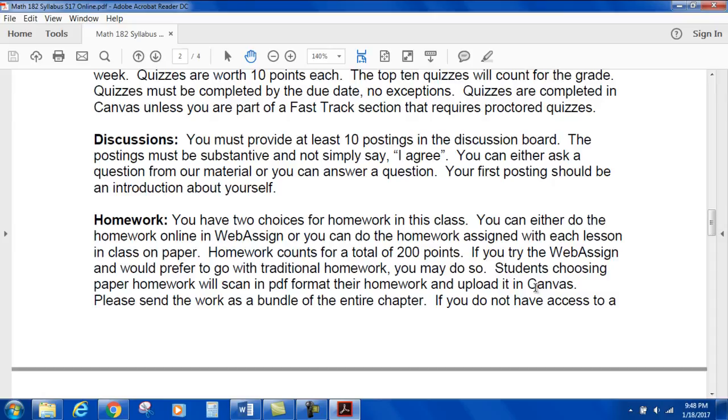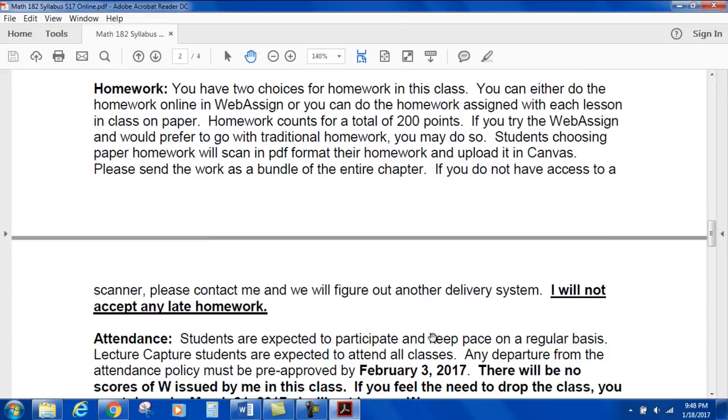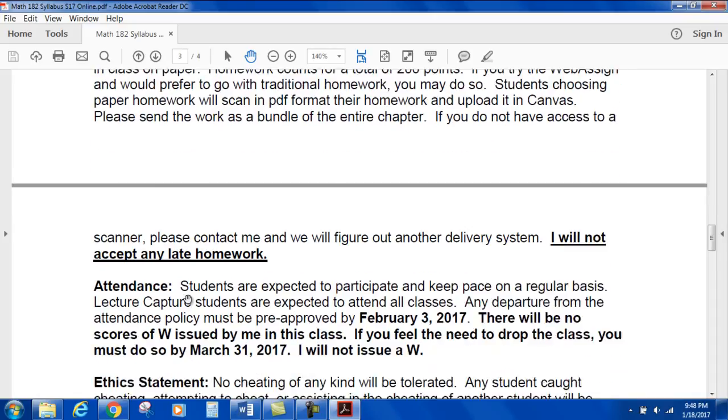Students choosing paper homework will scan and PDF format their homework and upload it in Canvas. Please send the work as a bundle of the entire chapter. If you don't have access to a scanner, you could use your phone. Again, use a tiny scanner or something like that on your phone, and you can make a bundle out of that in PDF format. Please contact me. We'll figure out another delivery system. I will not accept any late work.